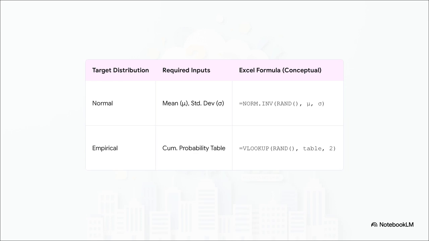Believe it or not, the magic starts with one surprisingly simple Excel function, RAND. All it does is generate a random number between 0 and 1. We then use other formulas, like the ones you see here, to transform that simple little number into a realistic business variable, like fluctuating customer demand or unpredictable service times.